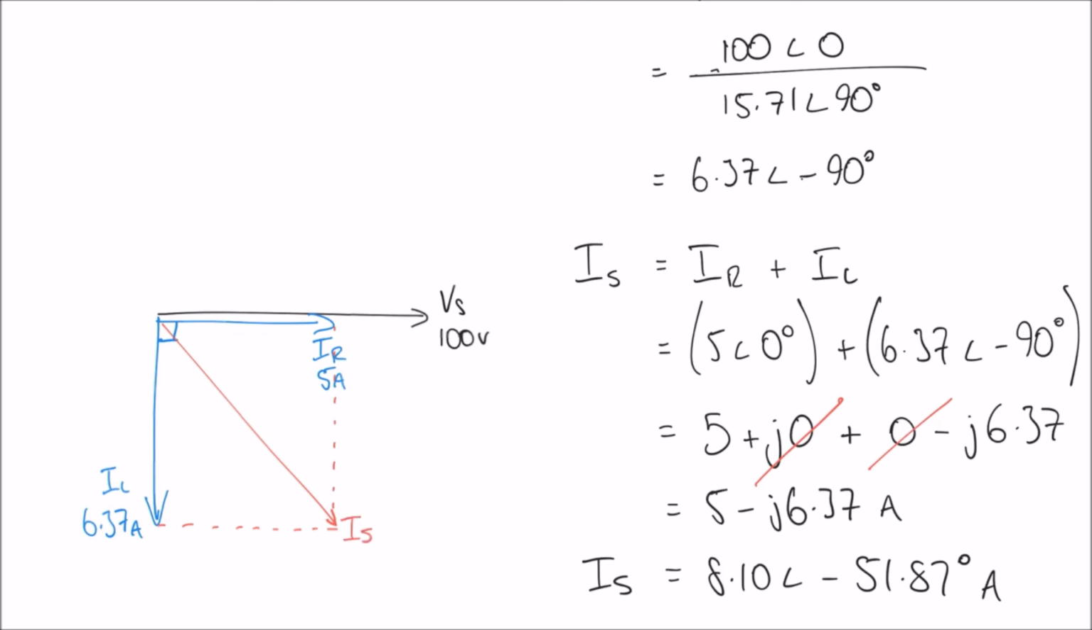As it happens, we've already done this mathematically down the side here. We've calculated our supply current to be 8.1 at an angle of minus 51.87, and so if I had drawn this diagram a bit better than I have done here, we would find that this marked angle here would be minus 51.87, so 51.87 in a downwards direction, and this length on the diagonal would be 8.1 amps.